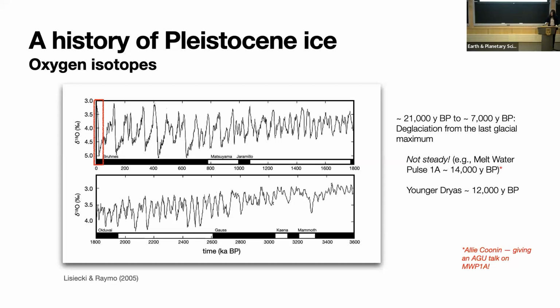If we take a look at some of the notable features, here we are today, and this is the last glacial maximum. The deglaciation from that point to today, you can't see it here, but it wasn't steady. It's full of different types of events, like meltwater pulses, and I'm just advertising my student's talk at AGU on a specific event, meltwater pulse 1A. 14,000 years ago, sea level rose globally by about 20 meters in less than 500 years. So that's pretty dramatic. Again, this deglaciation was not steady at all.